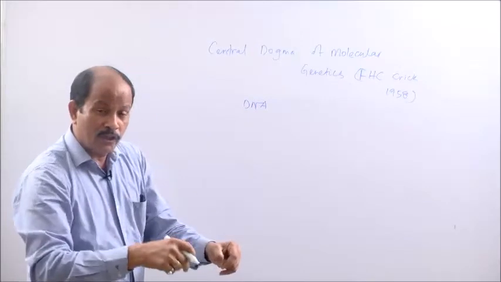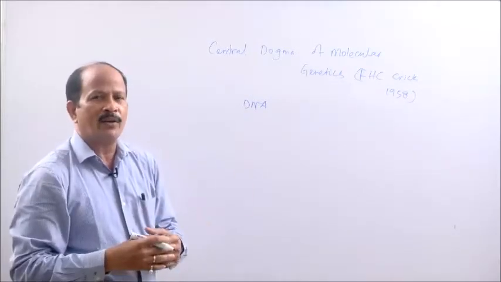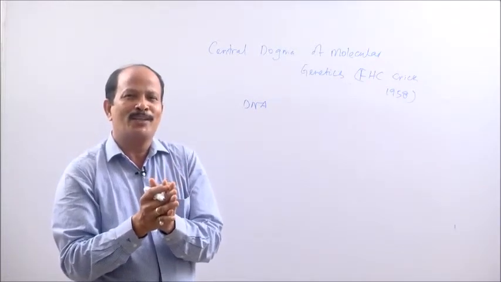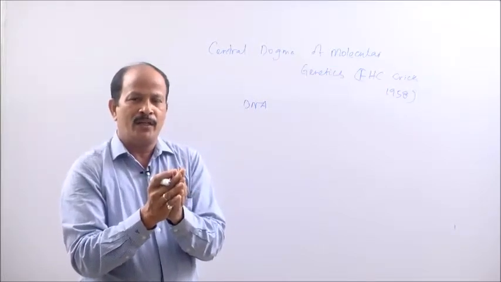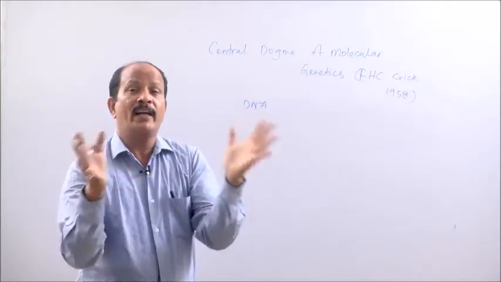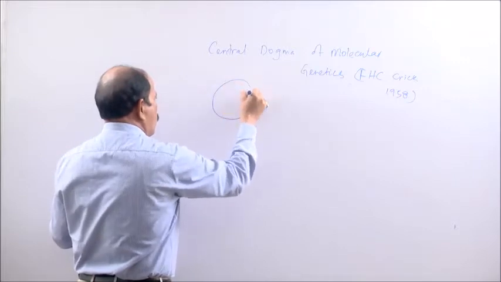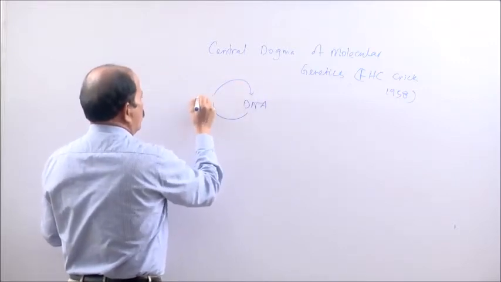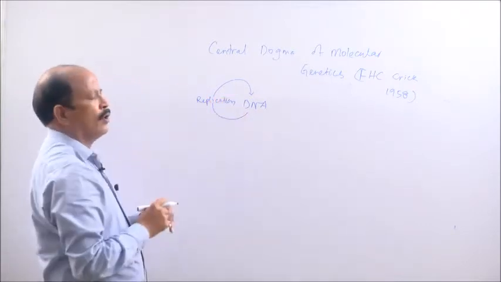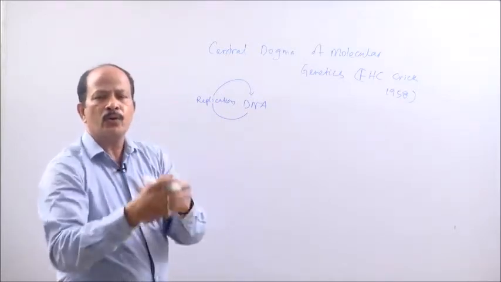The process we just studied, that is replication. So DNA replicates. Sometimes it is an autocatalytic function. A DNA gives rise to two DNAs. It replicates, produces two identical copies. So that is called DNA replication. Replication is an event of DNA. So DNA gives rise to DNA, DNA gives rise to DNA.